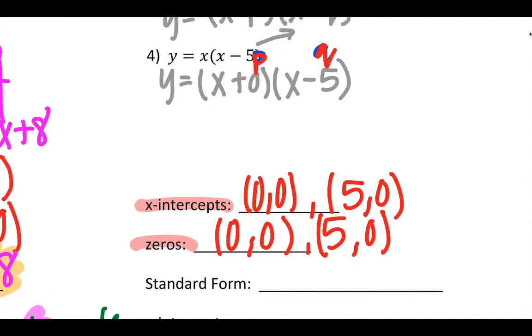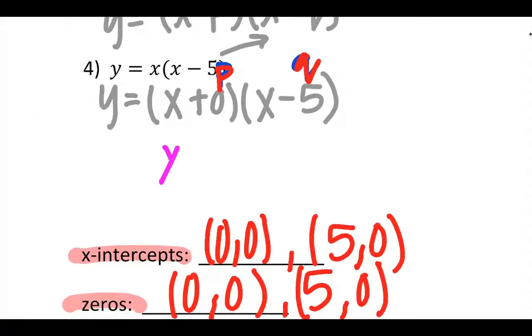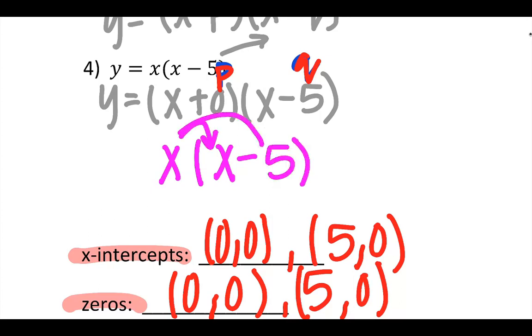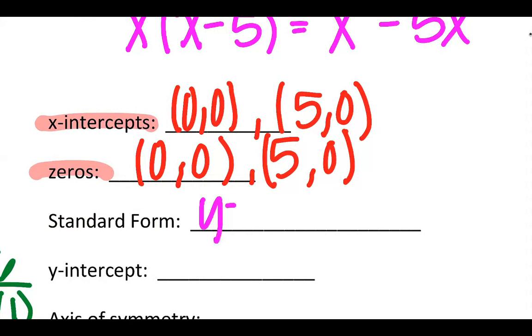Standard form means I'm going to be doing distributing. In this case, distributing is not going to be too terribly bad because it's just x times x minus 5. So I can just distribute this x to everything inside. I'm left with x times x is x squared, and x times negative 5 is negative 5x. So that would be our standard form: y equals x squared minus 5x.